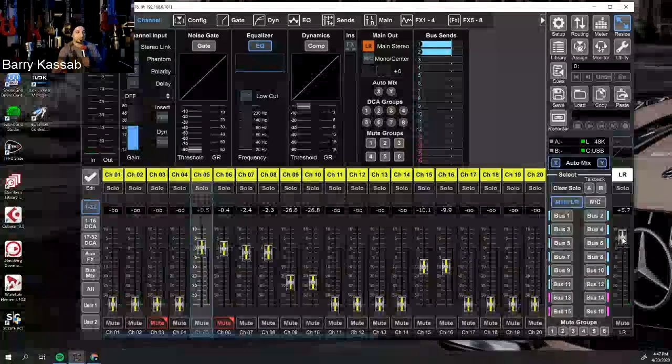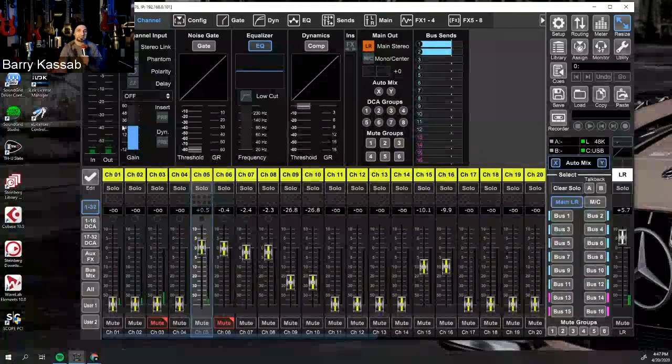Now, that gain here is the first level of your gain structure. Do we have more?